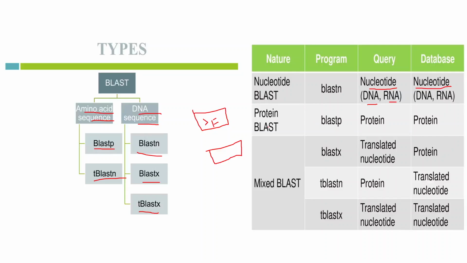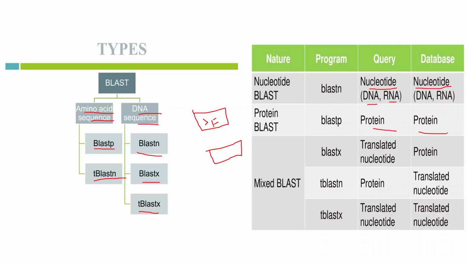The second one is BLASTP. This is the simplest form of BLAST. In BLASTP, the query sequence is protein and the database is also protein. So in the case of BLASTN both are nucleotide, and in the case of BLASTP both are protein. To remember: N denotes nucleotide, so both are nucleotide; P denotes protein, so both are protein.